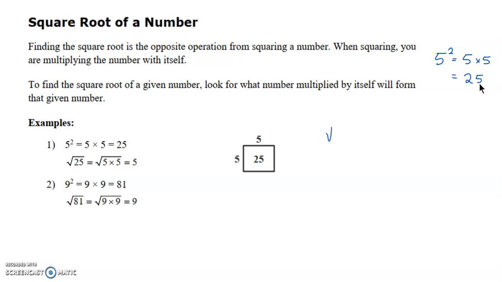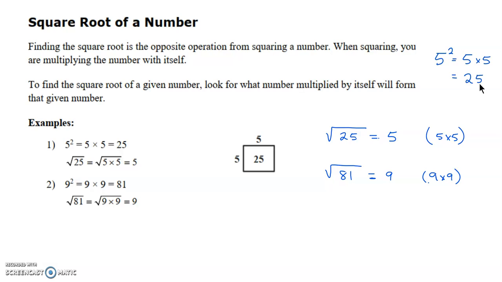So when we take the square root of 25 and we write our answer as 5, what we are acknowledging is that it's 5 times 5. That makes the 25. Another perfect square is 81. When we look at the square root of 81, we're asking ourselves what times itself makes 81? And the answer is 9, because we know that 9 times 9 equals 81.